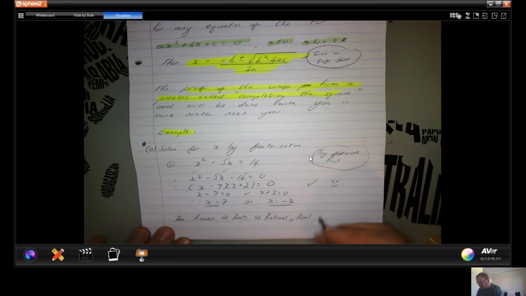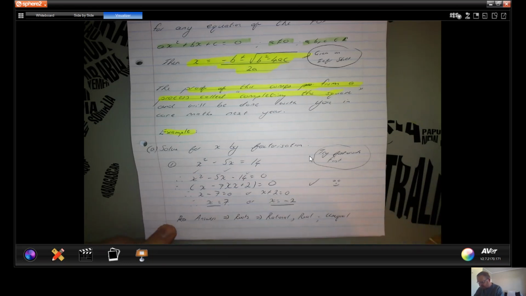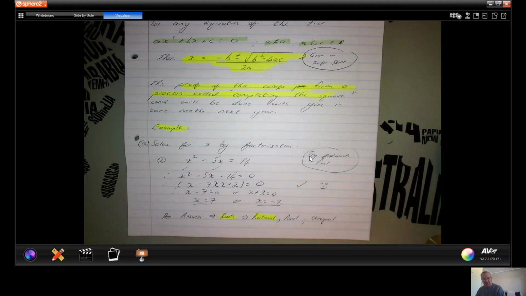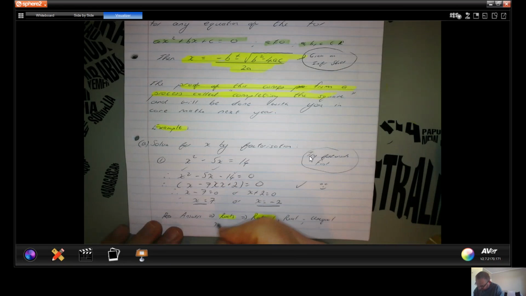The roots are rational, real, and because you get two different answers, we say that they're unequal. But for now, the key thing is really, okay, what does the word roots mean? You must get comfortable in your head that roots is a solution to an equation. Okay, in terms of graphs, they're the x-intercepts of a parabola.